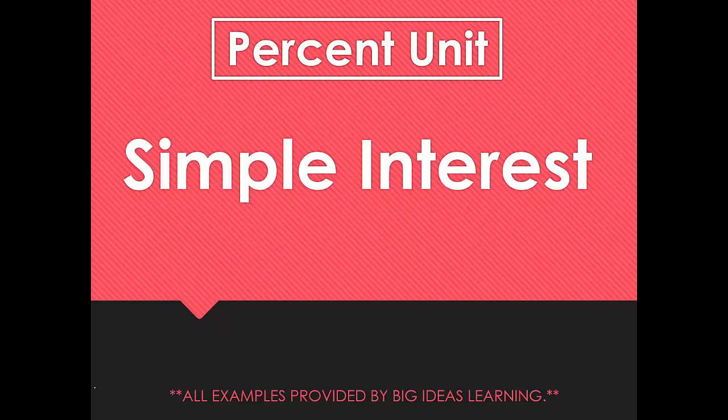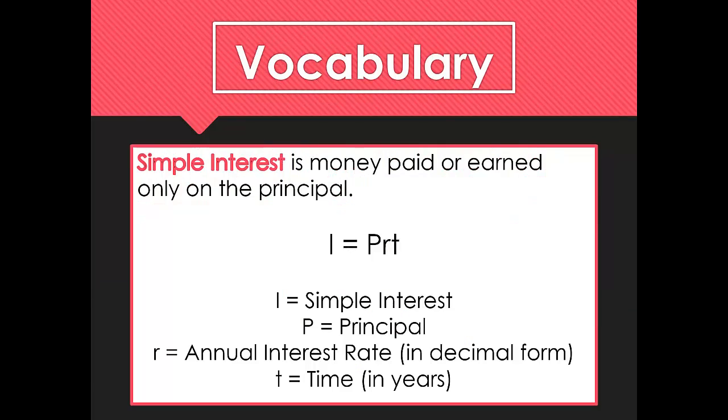Today's lesson is on simple interest. Simple interest is money paid or earned only on the principal. Our formula for simple interest is I equals PRT, where I equals simple interest, P equals the principal, R equals the annual interest rate, and T equals time.